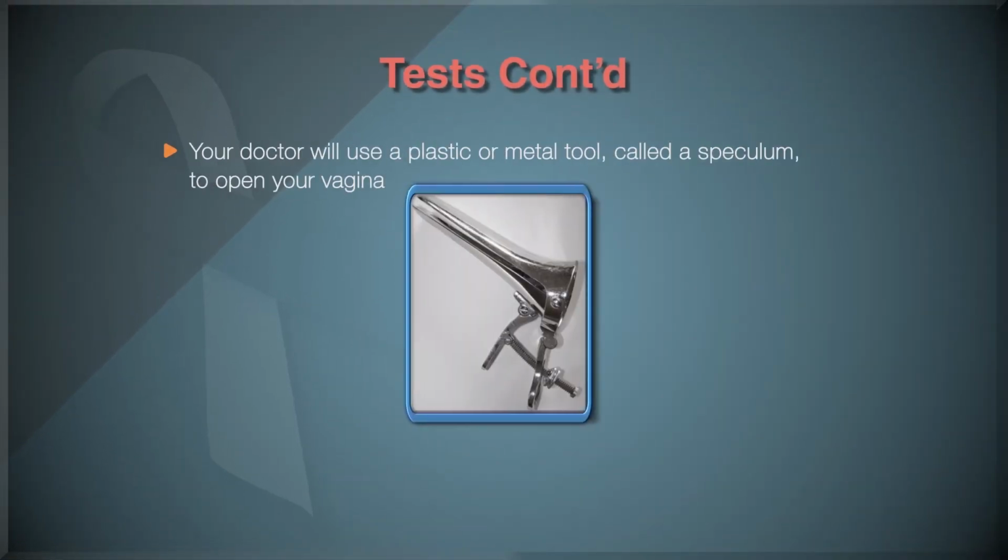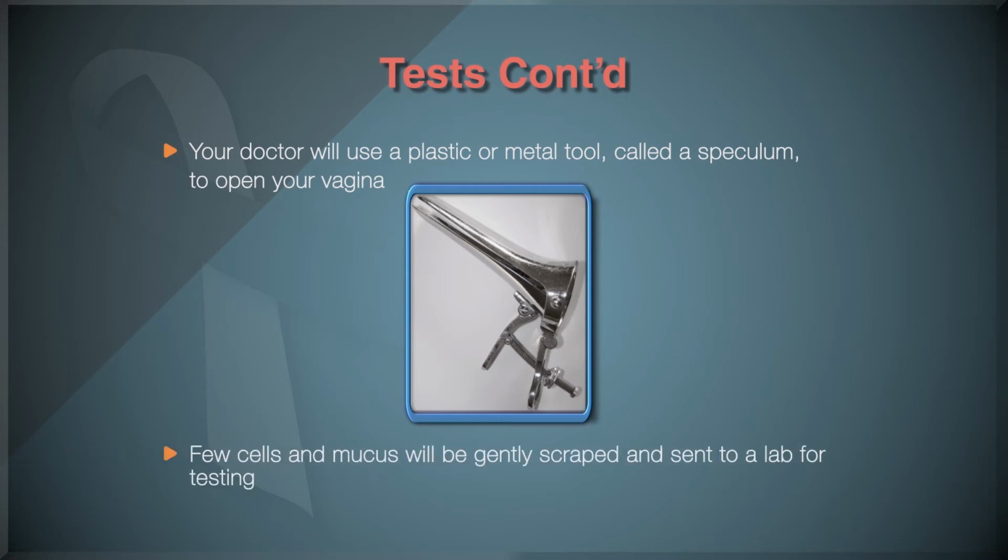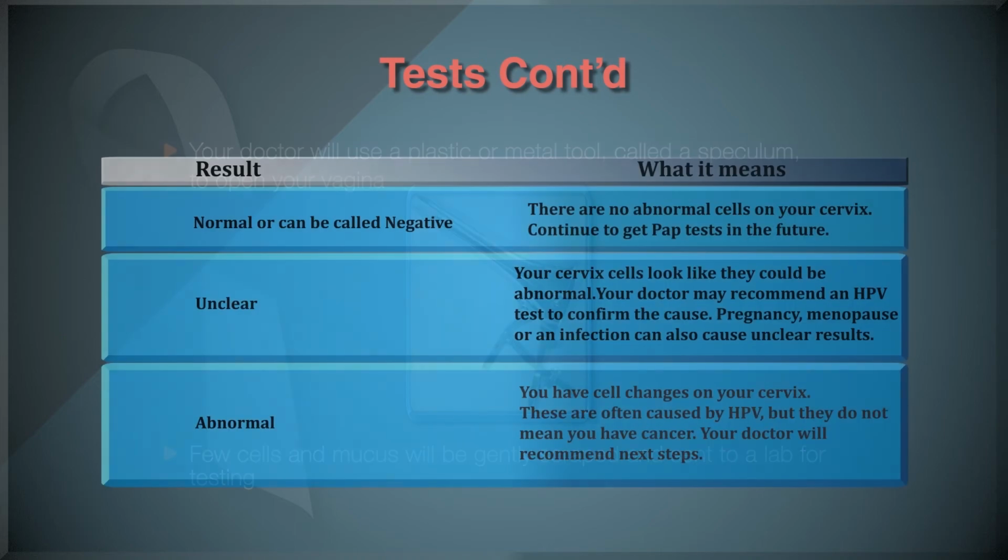Your doctor will use a plastic or metal tool called a speculum to open your vagina. Then they will use a brush, cotton swab, or a small wooden stick to gently scrape a few cells and mucus from your cervix. These cells are sent to a lab for testing. Pap tests should not be painful, but they can be a little uncomfortable, and you could have spotting afterwards. Your results will be normal, unclear, or abnormal. The chart above shows what each of the results mean.